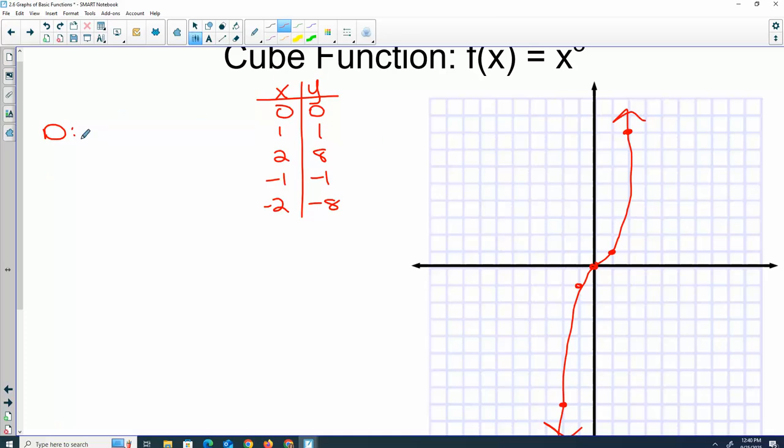What is the domain? What is the range? Is this increasing, decreasing, or constant? Increasing the entire time as you go from left to right. It's always rising. So negative infinity to infinity. Is this one continuous?